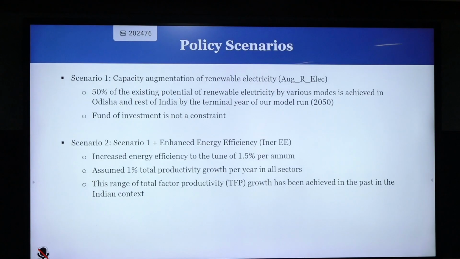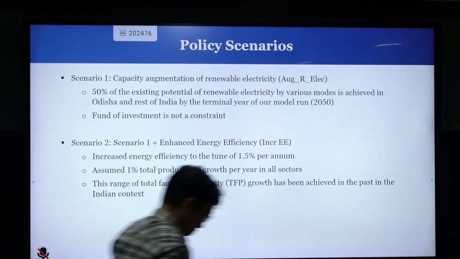We have done two scenarios, as time is short and we were in a hurry. One is capacity augmentation of renewable electricity. We assume that we have a stated potential, and 50% of that potential is achieved by the end of the terminal period. This is our target.